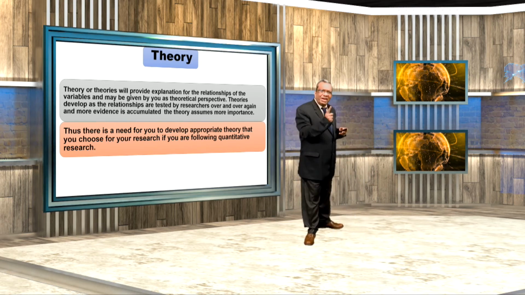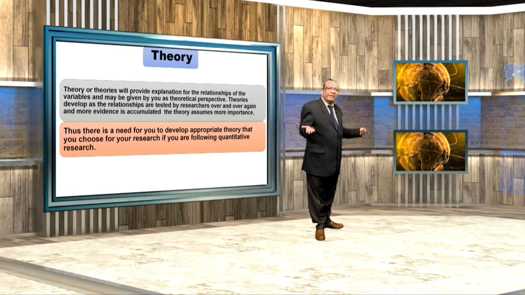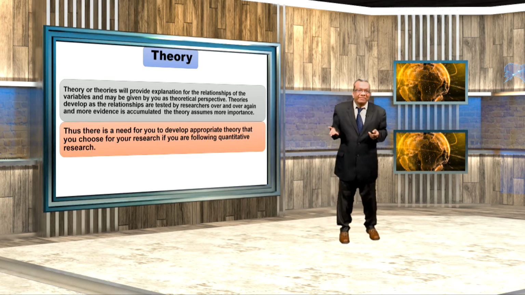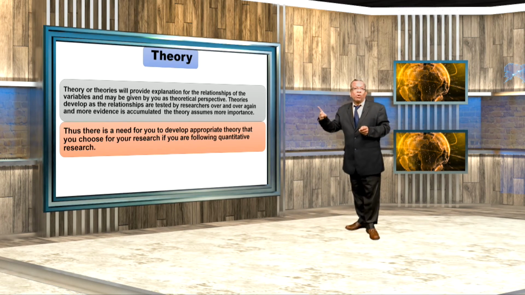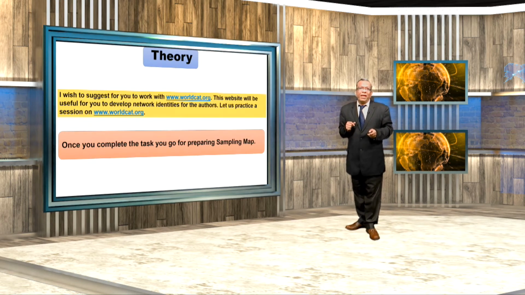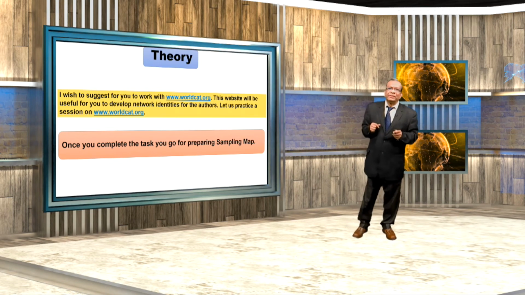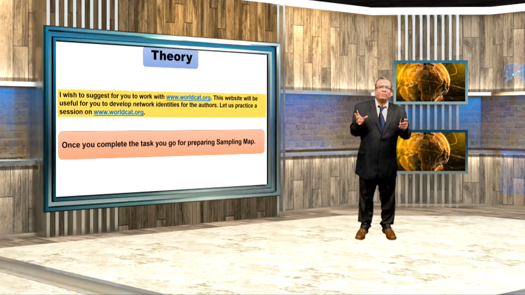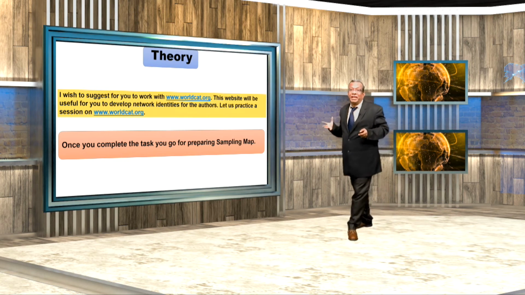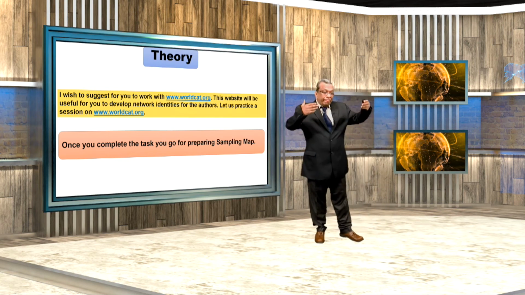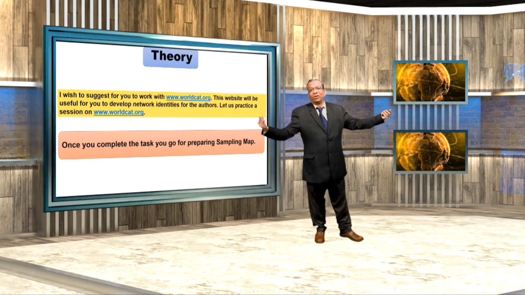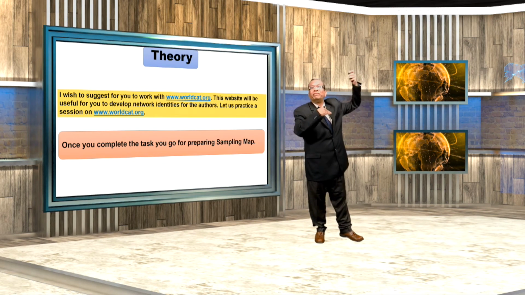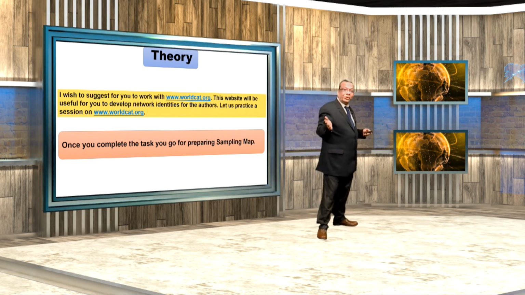There is a need for you to develop an appropriate theory that you choose for your research if you are following quantitative research. Now, I suggest you work with WorldCat. This website will be useful for you to develop a network of identities of the authors you identify. For example, we will take an author from science, Newton. We wish to know who are all the authors who have influenced him and probably who are all the authors who are influenced by Newton.